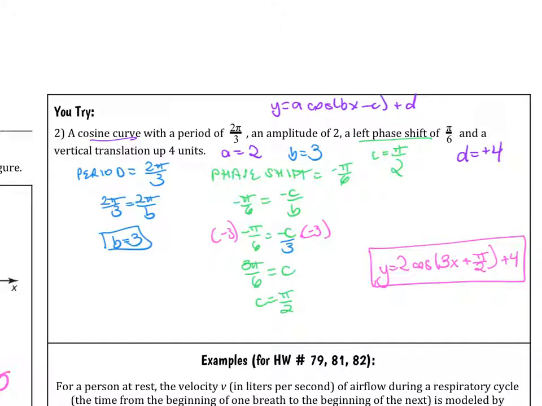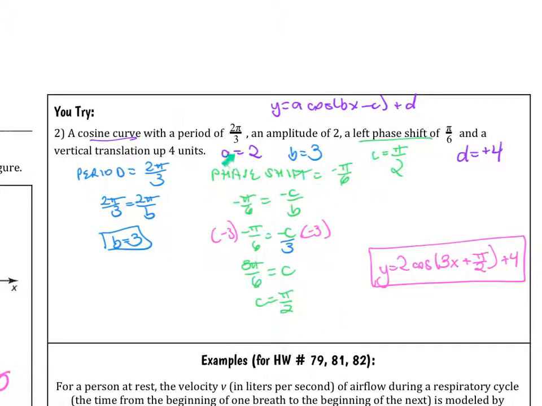So if you tried this out, this is what you should have gotten. So notice that the period is 2 pi over 3, so I set that equal to 2 pi over b. I don't have to solve for it. You can see right away that b has to equal 3 in order for that to be equal. Then I do the phase shift. It's a left shift of pi over 6. So it's going to be negative pi over 6. So negative pi over 6 equals negative c over b. Then you solve for c. c equals a positive pi over 2.